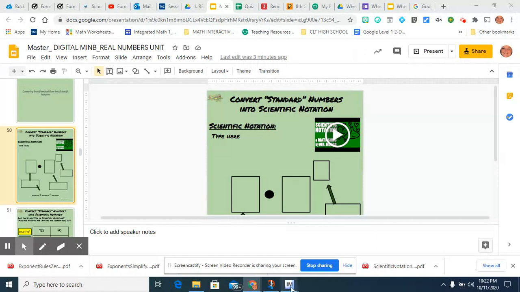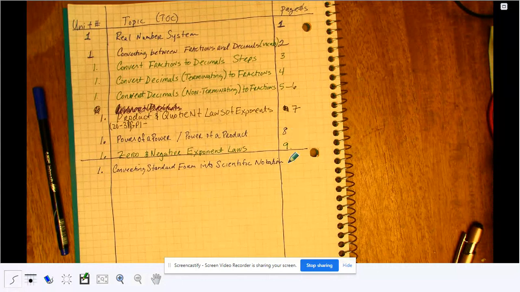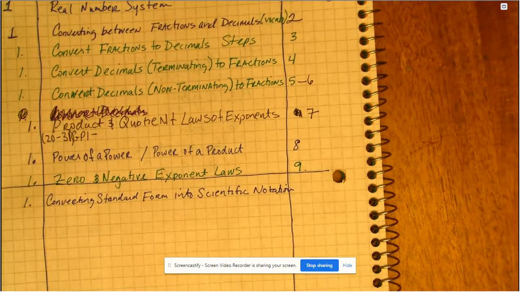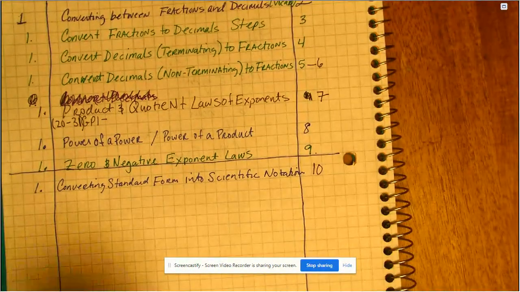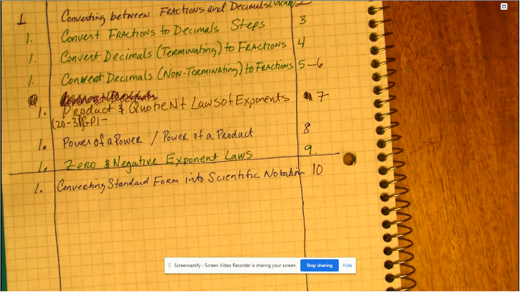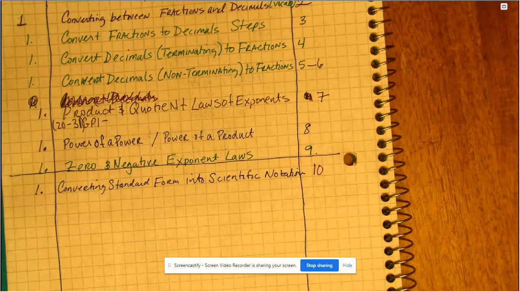So in your math interactive notebook paper, your TOC for today is converting standard form into scientific notation. It's going to be in my notebook, page 10. You notice I drew a line so that I knew that this was the end of the regular laws of exponents unit. We're going to continue to use exponents in scientific notation. So converting standard form into scientific notation. And again, I'm on page 10 in my notes.